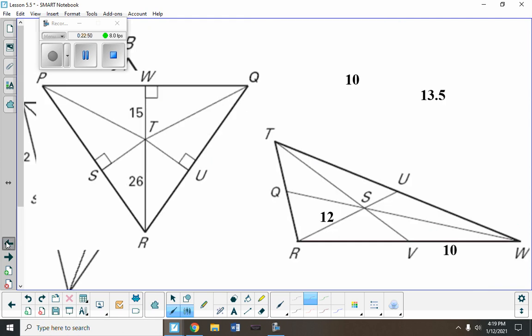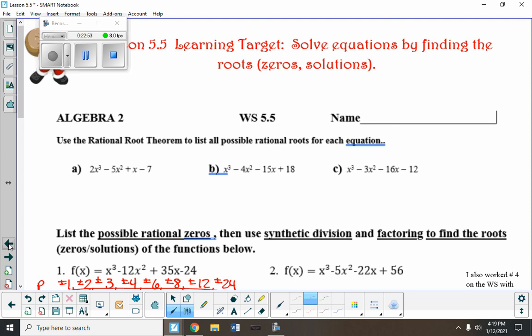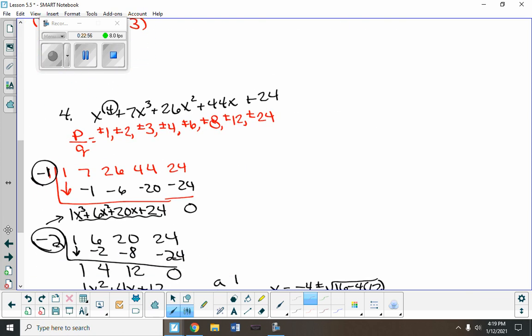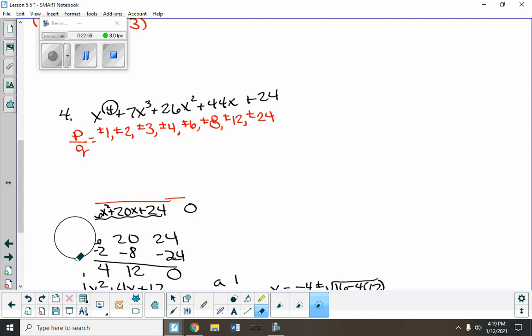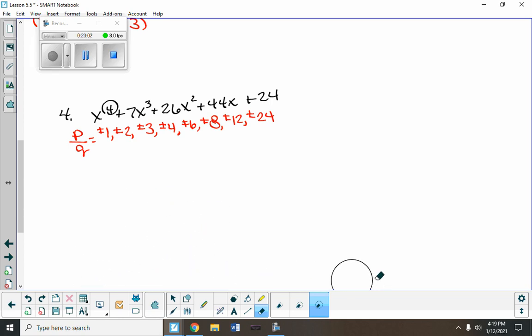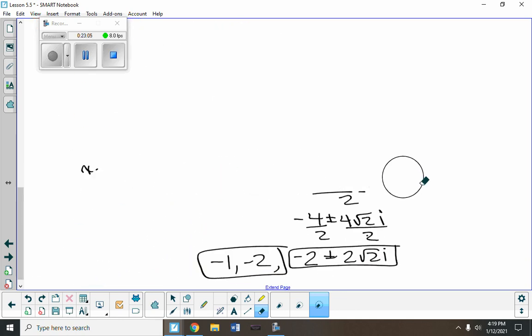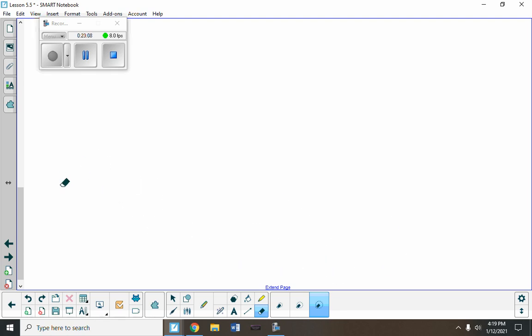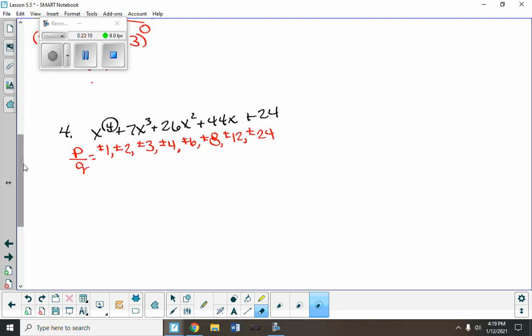All right, so on the worksheet, I just want to work out number 4 with you. First of all, you have to find the possible roots, so you do p over q. The factors of 24 are here, and then the q is 1, so the factors of 1 are just 1. And you can pause this so you can catch up with me. And then we're going to go ahead and start dividing in.